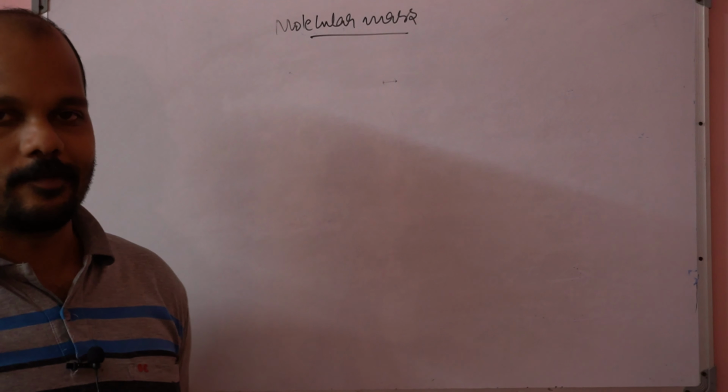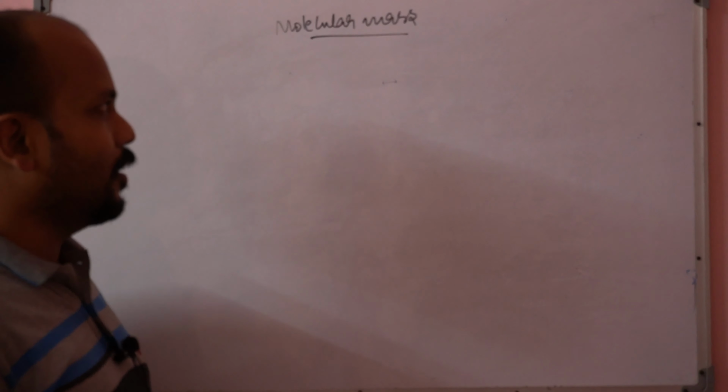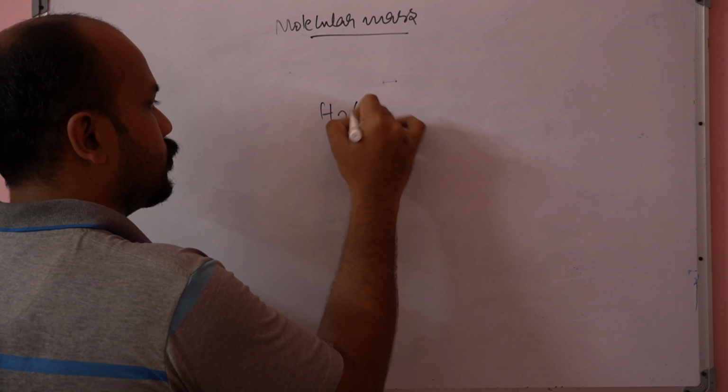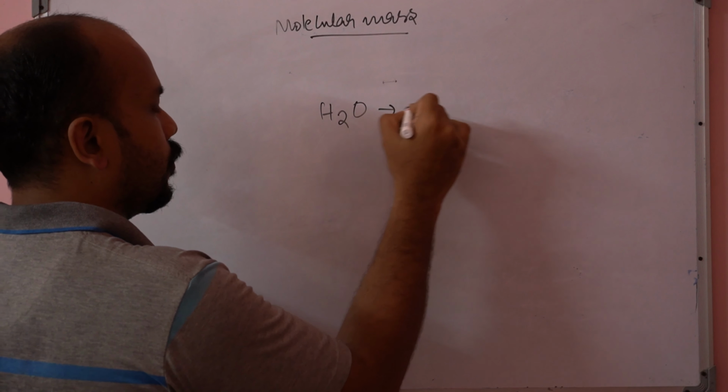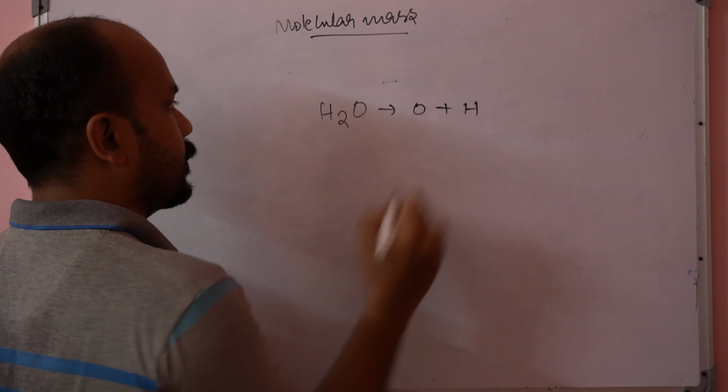Now about molecular mass. We know that every molecule is composed of atoms, right? For example, H2O is composed of oxygen and hydrogen. So how can we calculate the molecular mass? It is a common thing; even 8th class school children know it.